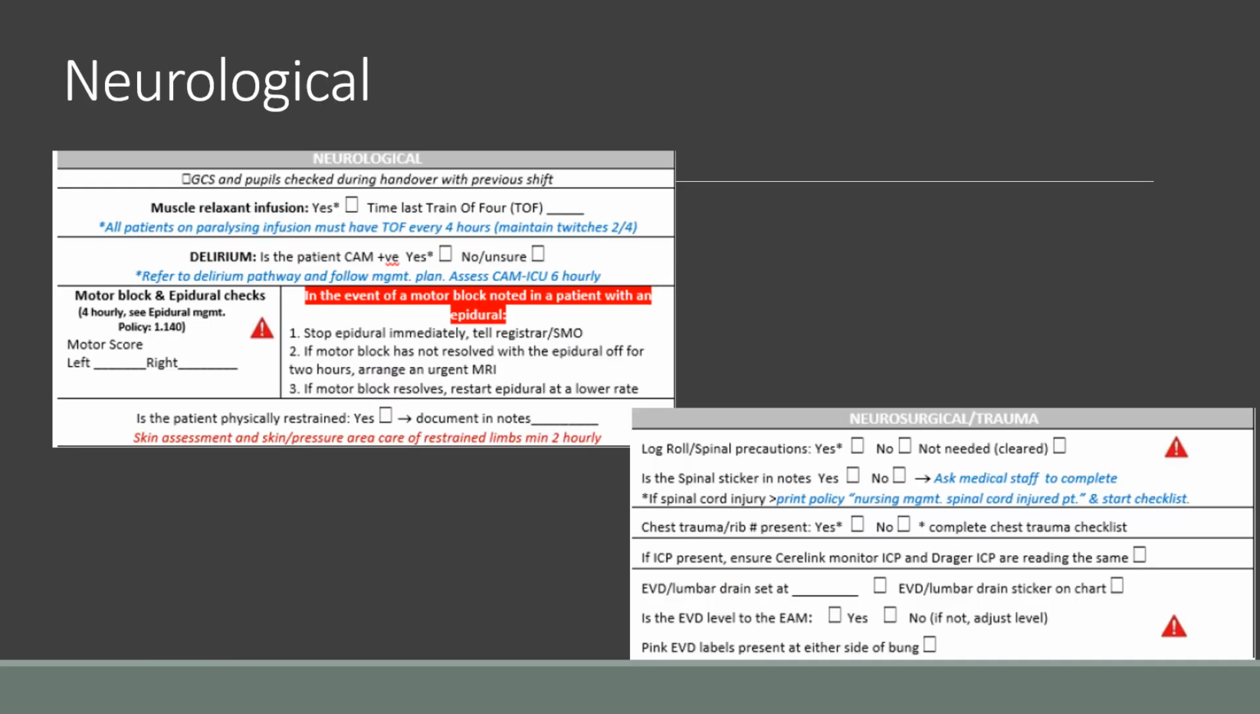Likewise, all patients have a neurological and GCS assessment performed. But again, if your patient's not a neurotrauma or trauma or neurological or neurosurgical patient with an EVD or an ICP or a lumbar drain, put a line through that and move on.